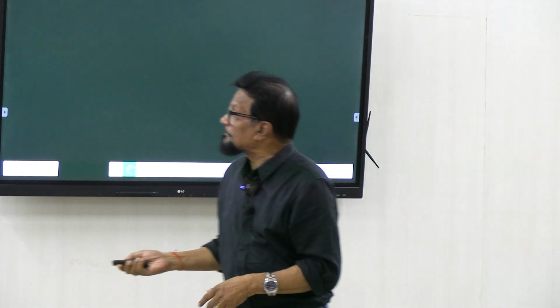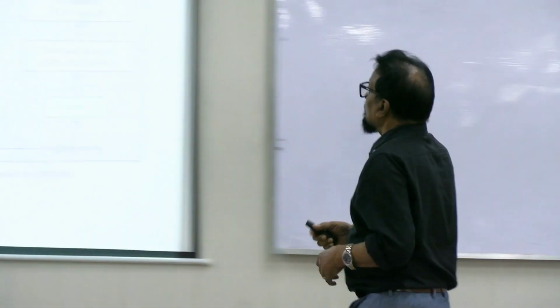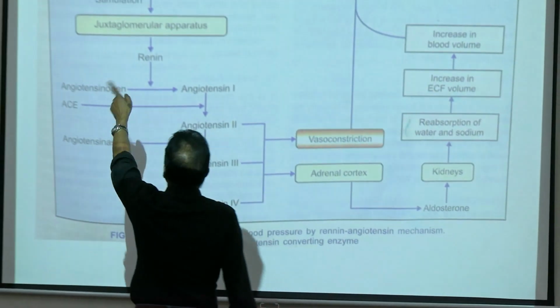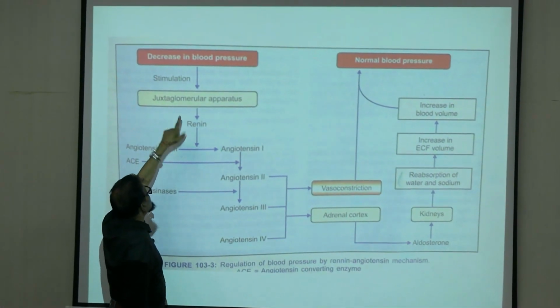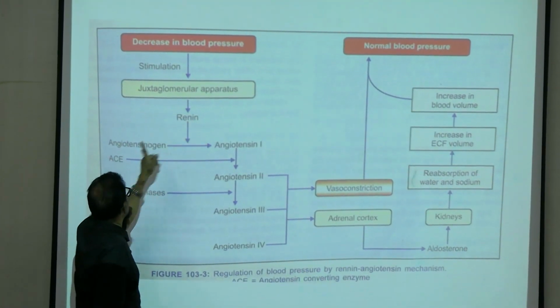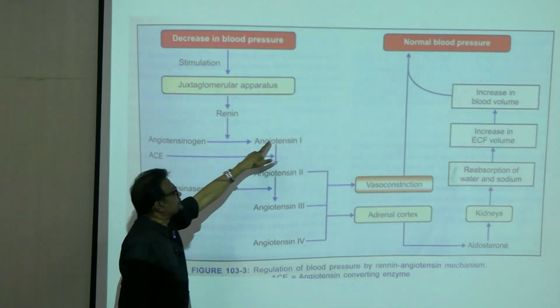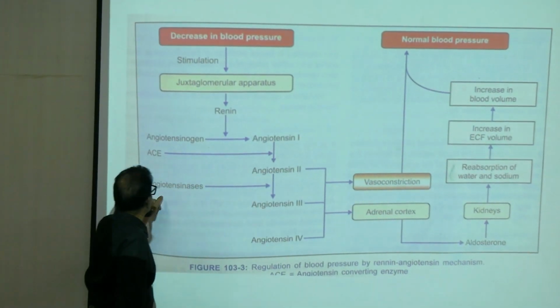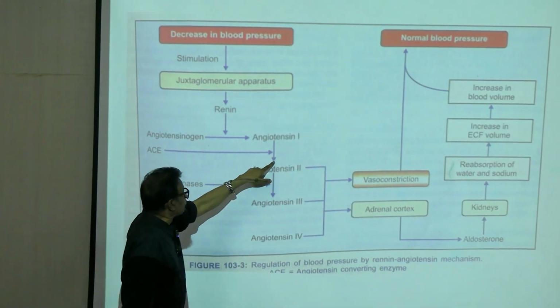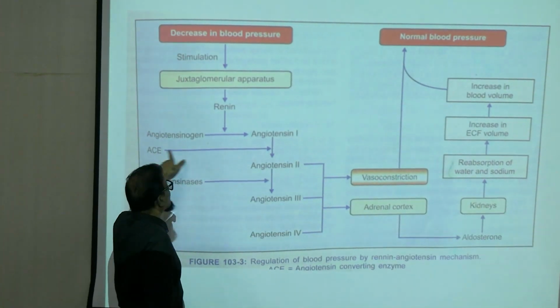Okay, you understood this? See this mechanism? Decreased blood pressure, JG cells stimulated, secrete renin, angiotensinogen is converted into angiotensin 1, and this is converted into angiotensin 2 by ACE.